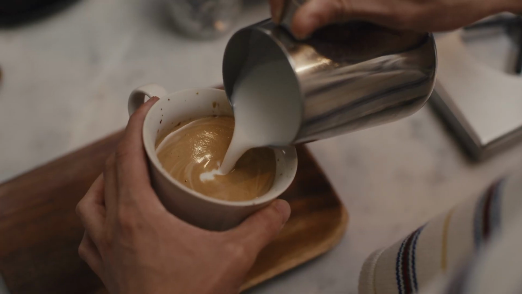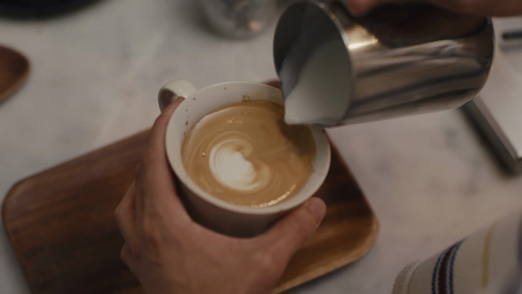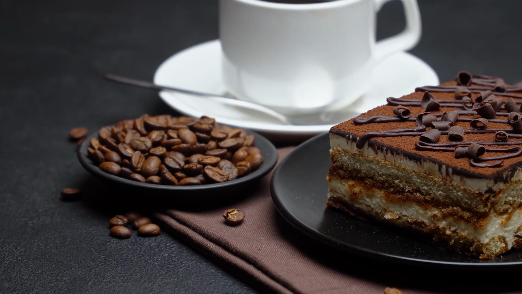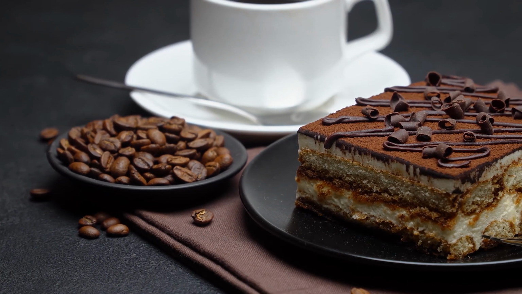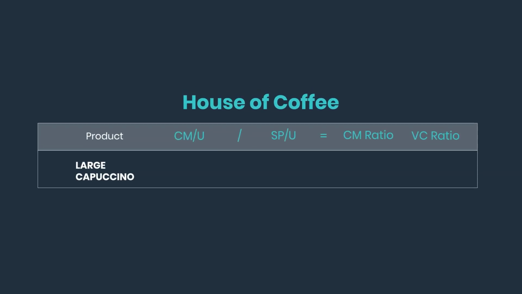Last we spoke to the House of Coffee owner, he was planning to focus on selling the large cappuccino rather than putting so much time and effort into the coffee puff pastry. So let's compare House of Coffee's 3 products and their respective contribution margin ratios. And we can see the results align with the founder's decision. So let's start with its most successful product, the large cappuccino. After all, it's got to be the best one of the bunch, right?